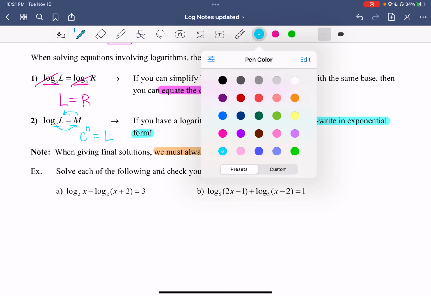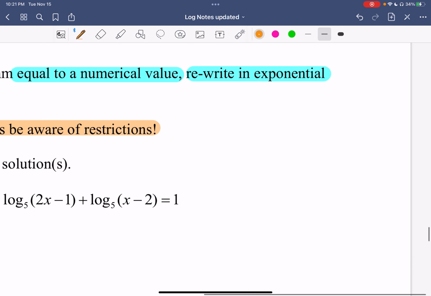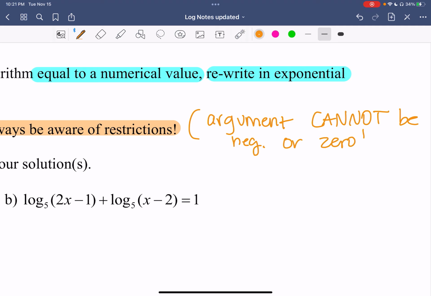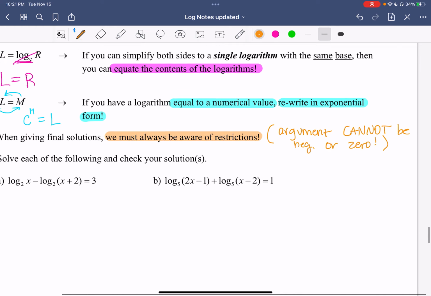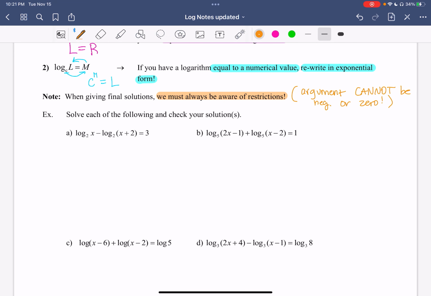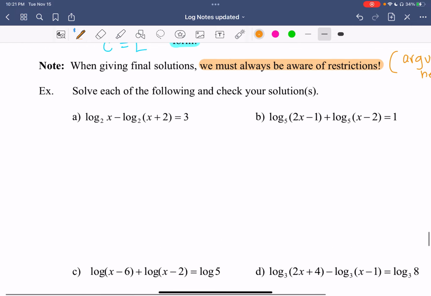Now, if you remember from the first page, the restrictions are that your argument cannot be negative or 0. So your argument can only be positive. So we're going to double check all of our answers to make sure that the argument is going to stay positive. Okay, so let's start with letter A.